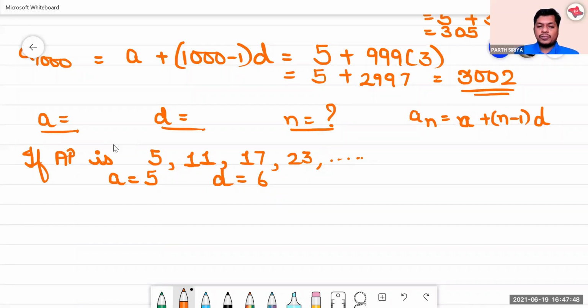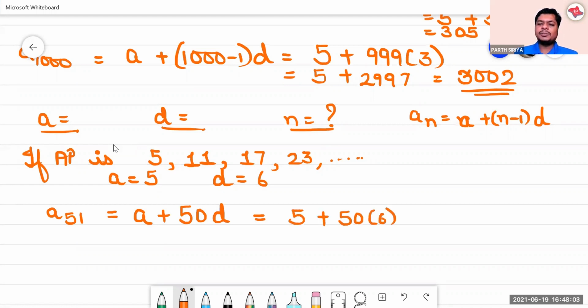अब मैं आपको पूछता हूँ find the 51st term of the AP. 51st term मतलब A plus 50D. So that's 5 plus 50 into 6. कैलकुलेट करके मुझे बताओ कितना आ रहा है. 305. That's perfectly correct. Very good.